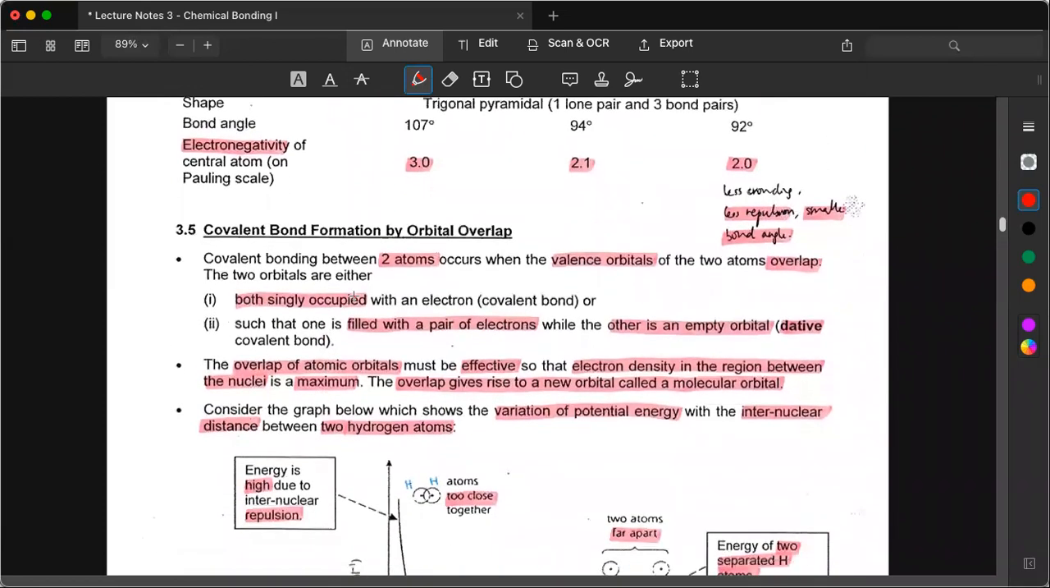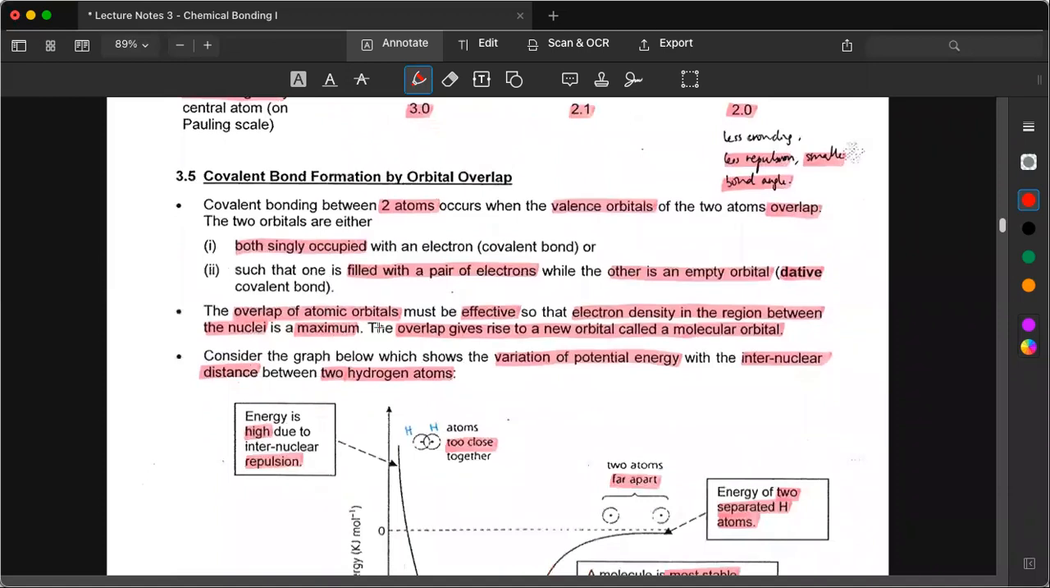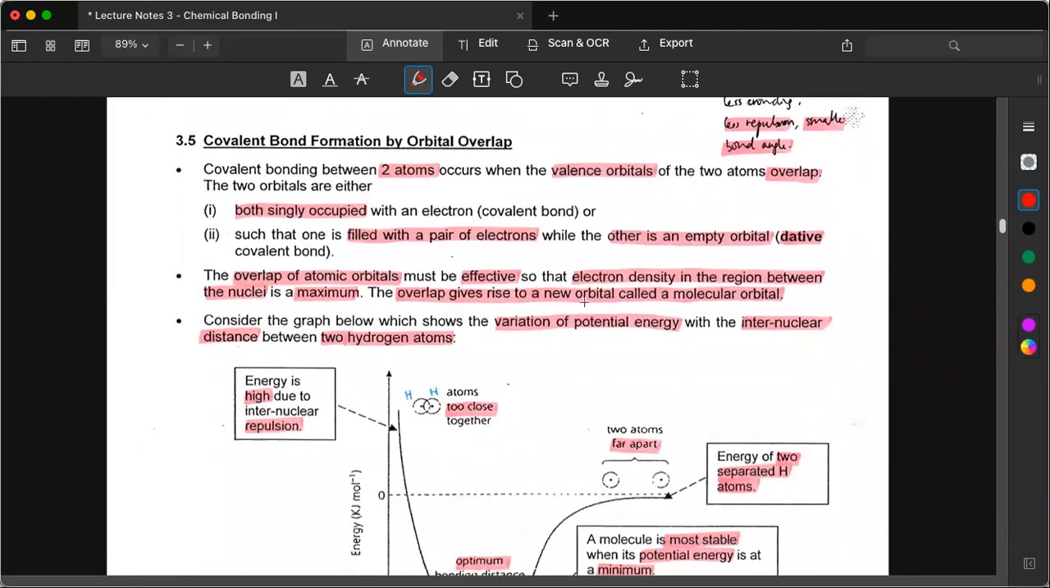A covalent bond between two atoms occurs when the valence orbitals of the two atoms overlap. The two orbitals can be either both singly occupied, or such that one is filled with a pair of electrons while the other is an empty orbital, a dative covalent bond. The overlap of atomic orbitals must be effective so that electron density in the region between the nuclei is maximum. The overlap gives rise to a new orbital called a molecular orbital.